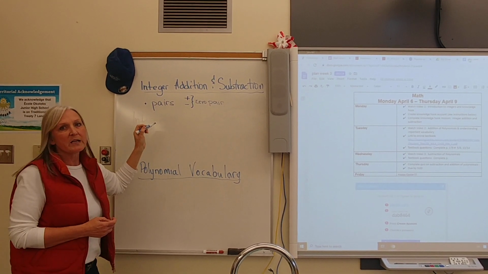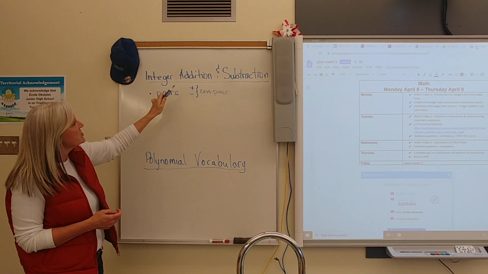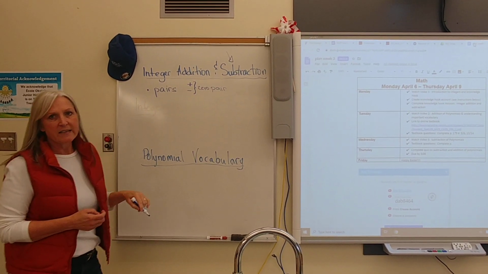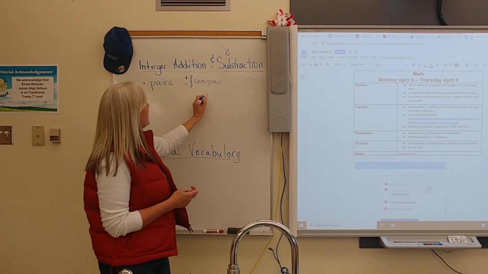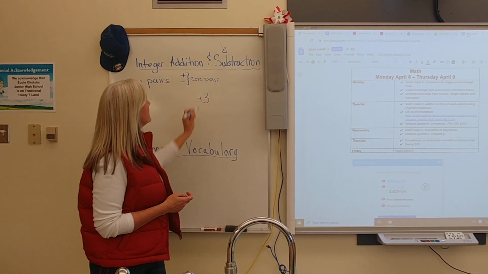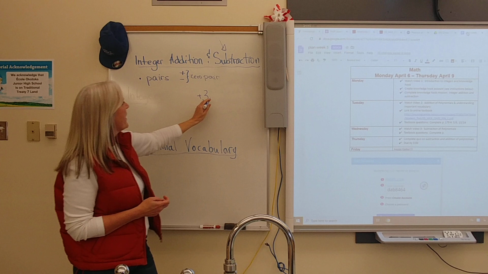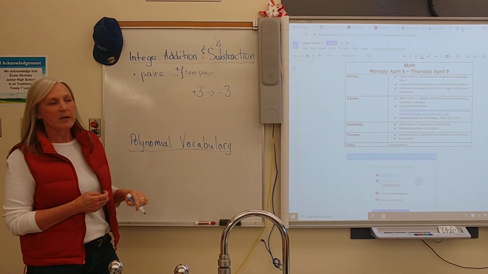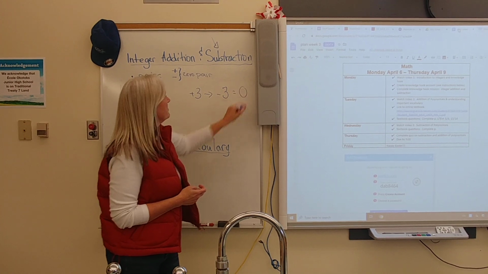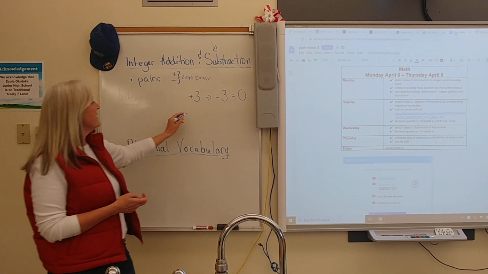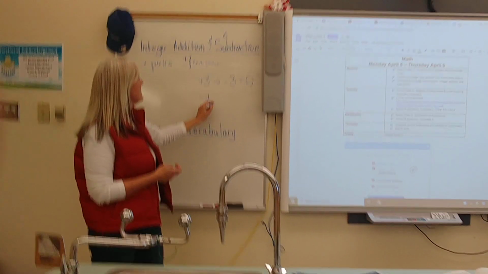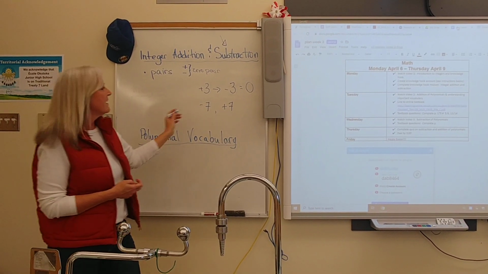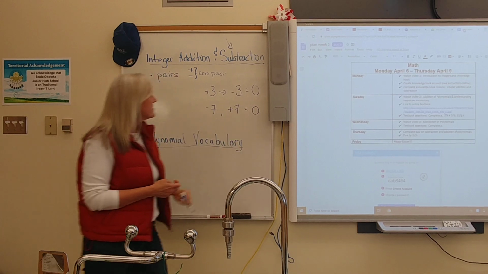Zero pairs are really important in integer addition and subtraction, especially when we're subtracting integers. I could have positive 3. My zero pair, or my opposite integer, would be negative 3. That has a value of 0. I might have negative 7. The opposite is positive 7. Again, together, those have a value of 0.